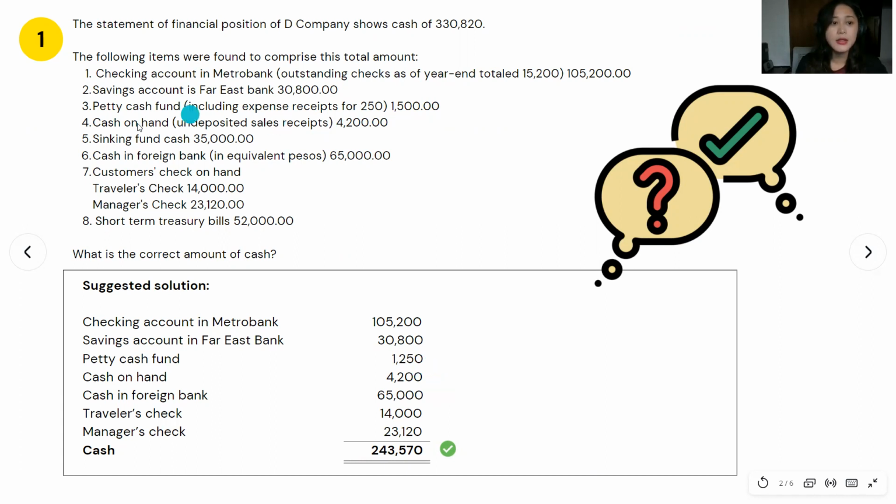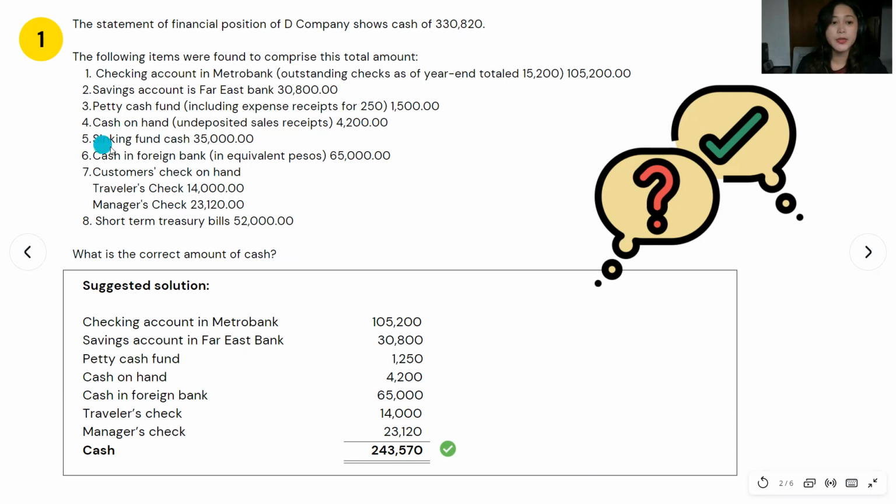Okay, next, yung number 4. Cash on hand or undeposited sales receipt. So, ang cash on hand ay part ng cash. So, yung 4,200 should be considered sa total amount of cash. Next, sinking fund cash. So, sinking fund cash is a type of cash fund pero not for current operation. So, ito usually is long-term. So, yung 35,000 na sinking fund ay hindi kasama sa ating total amount of cash.